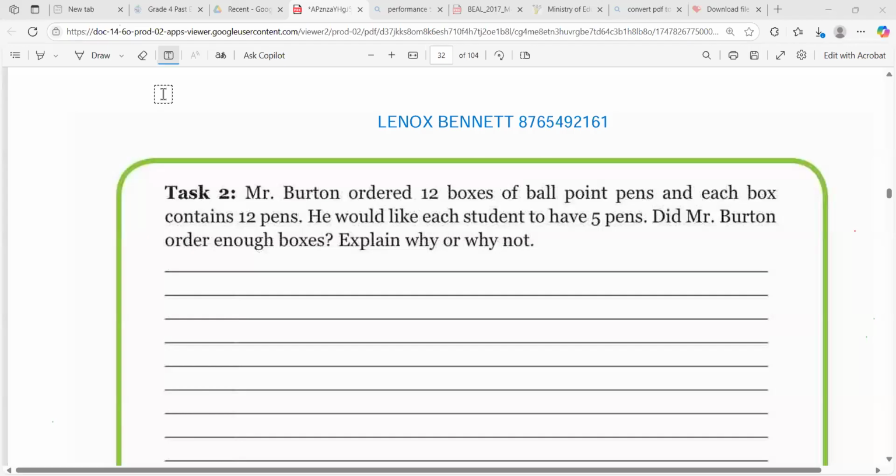So, sir, I would first multiply the 12 by 12, because of the 12 boxes and the 12 pens. And then you get 124. Yes, sir. So then after you get the 124, since he wants people to get 5 pencils each, you're going to divide the 124 divided by 5.